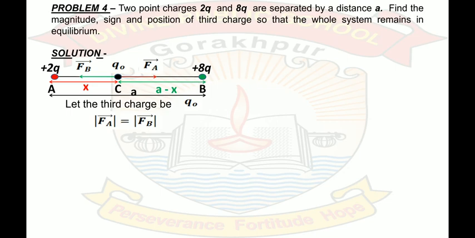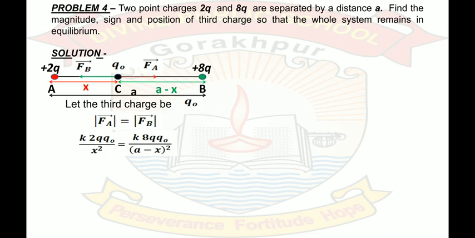Let us put the value of Fa. For Fa, the charges are plus 2q and q naught, and the separation between them is x. So the value of Fa will be k 2q q naught upon x square. Now for Fb, the charges are q naught and 8q, and the separation between them is a minus x. So the value will be k 8q q naught upon a minus x whole square.